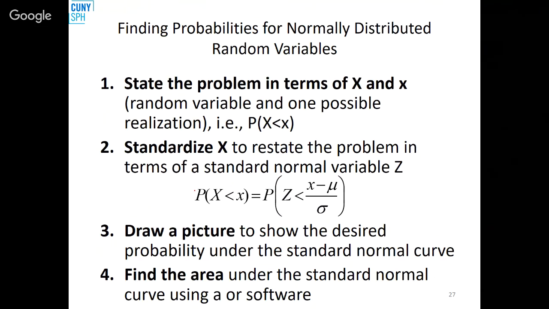Step 2, standardizing X to restate the problem in terms of the standard normal variable. So turning that into, instead of big X lower than small x, the probability of Z, the standard normal distribution, being less than this particular z-score. Drawing a picture so that you know which interval you're calculating and whether there's some symmetry you can take advantage of, and then finally calculating that area using the lookup table or software.